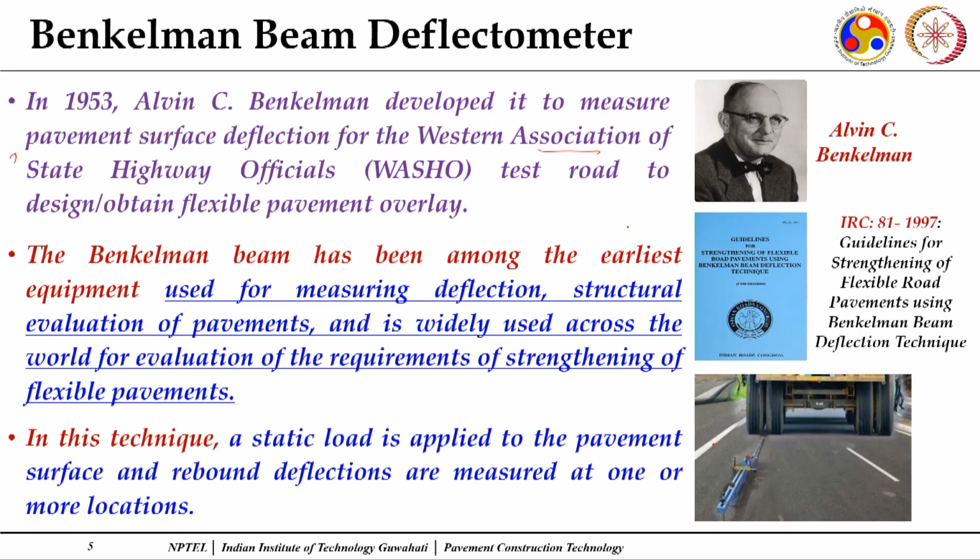The Benkelman beam is one of the earliest equipments used for measuring deflection and for structural evaluation of pavements. In terms of the deflection measured, we can also compare different flexible pavement sections, and it is widely used across the world to evaluate the requirement of strengthening of flexible pavements. That is one of its prime purposes: to work out the requirement of overlay for strengthening a given flexible pavement.